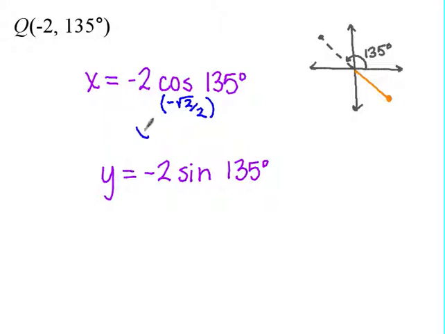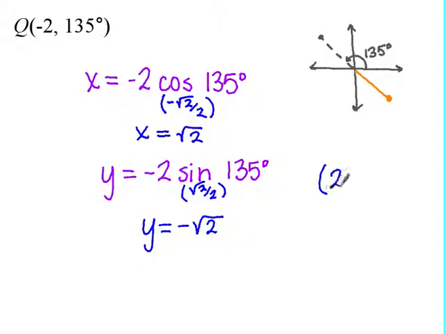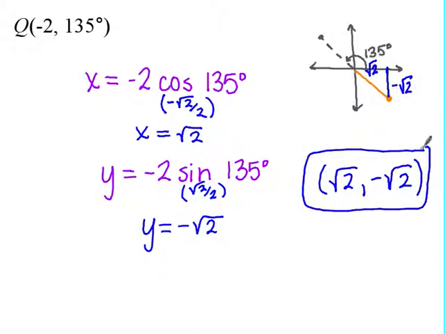So if I take that times -2, what do I end up getting? Root 2. Okay. So sine of 135 is root 2 over 2. If I take that times negative 2, what do I get? Negative root 2. So according to this, my point should be located at root 2 comma negative root 2. Let's look, do my signs match up with where it's located? This needs to be positive root 2, it is, and this needs to be negative root 2. So the points match up, we're good, we don't need to make any adjustments.